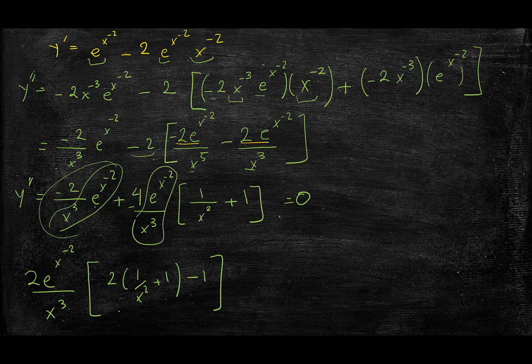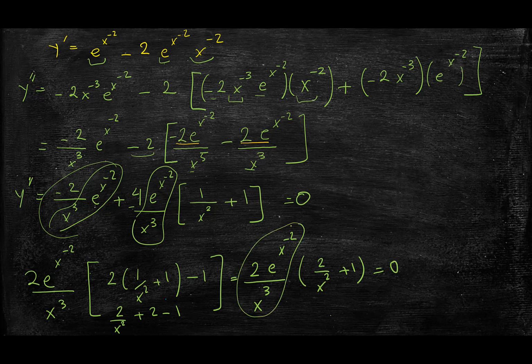Okay, so what do I have here? So I have 2 over x squared plus 2 minus 1. Therefore, this whole thing is going to equal 2e^(x - 2) over x cubed times 2 over x squared plus 1. Now, in order to put this equal to 0, since this first factor can never be 0, I can take x to be anything to make this equal to 0. Therefore, I'm going to focus on this bracket, because if it is equal to 0, this whole thing is going to equal 0.